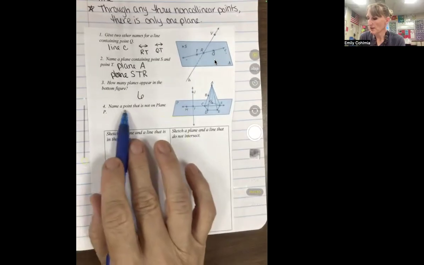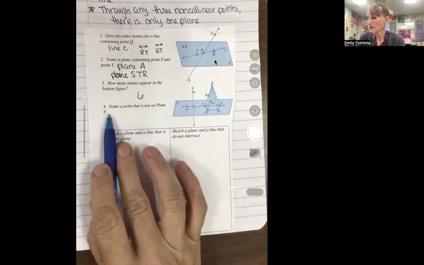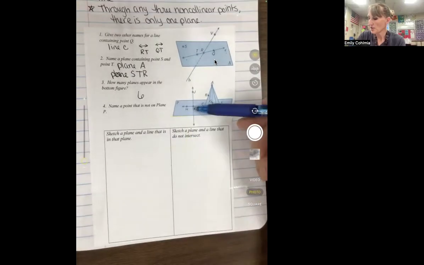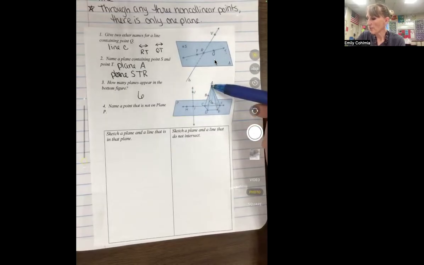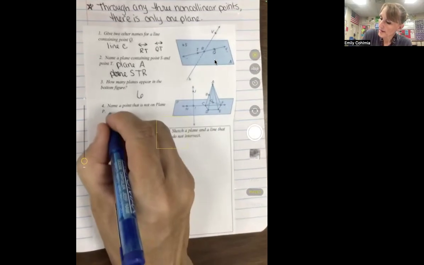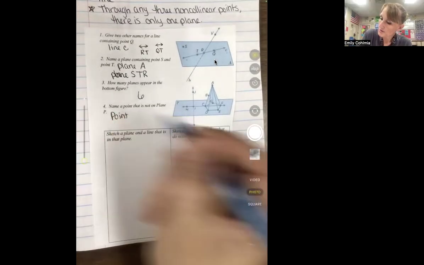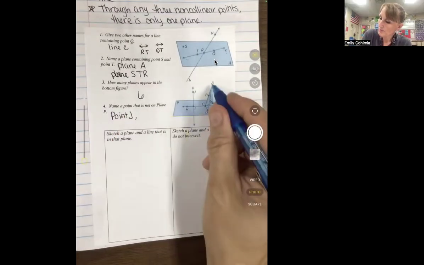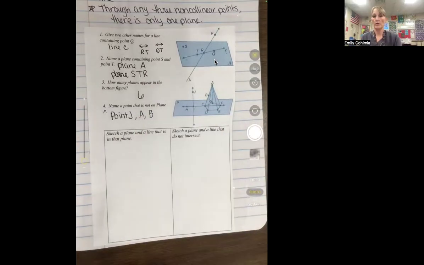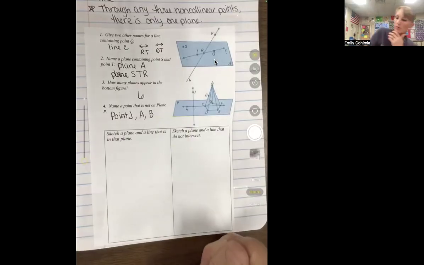And then the next one says name a point that is not on plane P. So the only point not on plane P, so J is not on plane P. Notice that this is dotted right here. That means that it intersects and goes through. It looks like B and A are not on the plane, and these are all sitting on the plane. So those are on the plane, even though they're also in the figure here. So we could say point J. You could have said point A. You could have also said point B. All of those are going to be not on the plane.